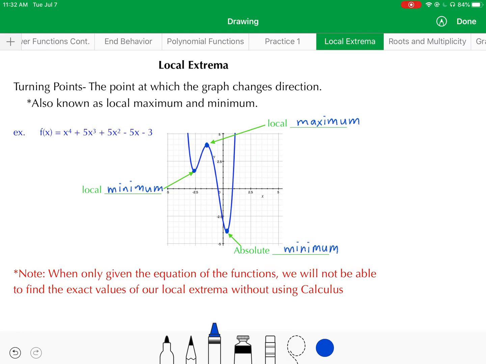Now, we're reviewing this concept because we need to be able to know how many turning points a graph has or a function has for us to be able to graph it, okay? Understand we're not going to have enough knowledge base to be able to identify the exact locations of these turning points. If we're only given the equation of the function, we won't know these exact values for our local extrema until we learn some calculus, okay? So that's what you would be doing as you move forward into calc, okay?